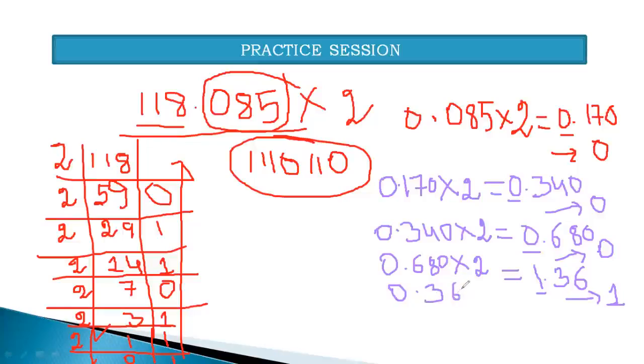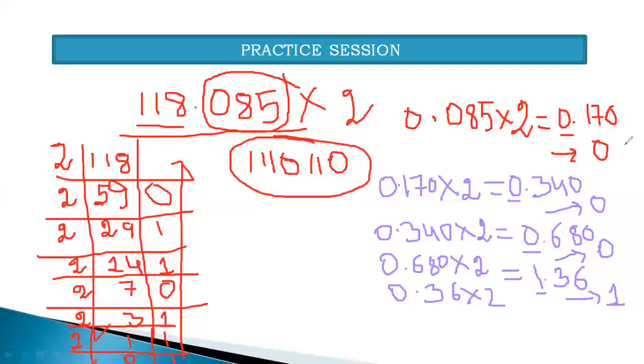0.36 multiplied by 2. Now many of you must have got confused about what to do when the multiplication goes on more and more. In this type of question, if I ask in your examination, you will be asked to convert any decimal into the binary format. If it is a fractional part, you will be asked to consider only 3 digits after the decimal place, or 4 digits, or 6 digits after the decimal place.